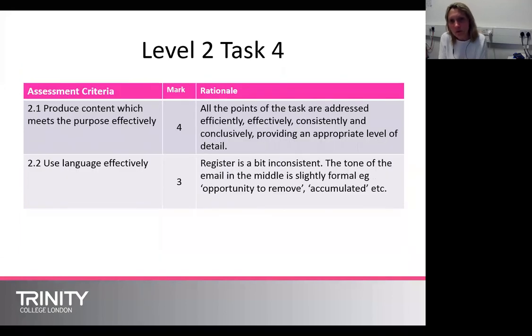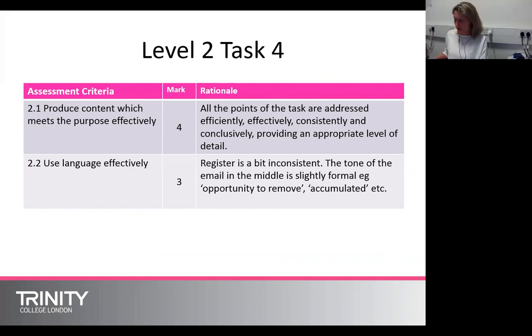And task 4 for level 2, this is the informal task where the candidate is asked to write an email to a friend explaining the situation and asking for help. So this candidate gets full marks for the content they've produced because they've addressed all the points of the task efficiently, effectively, consistently. They've provided the right level of detail, but the register is at times inconsistent.